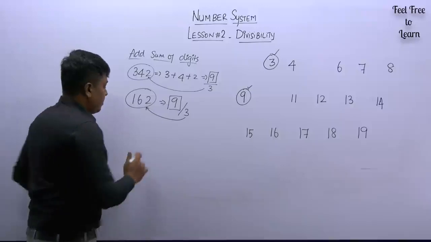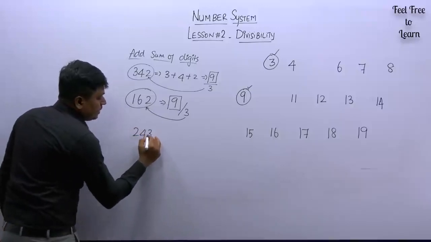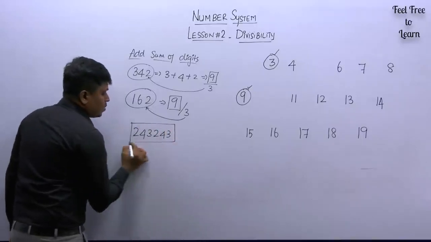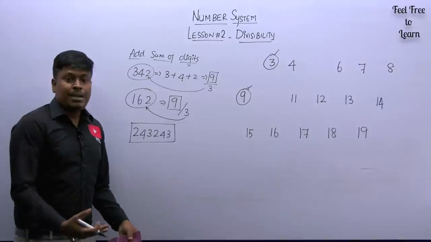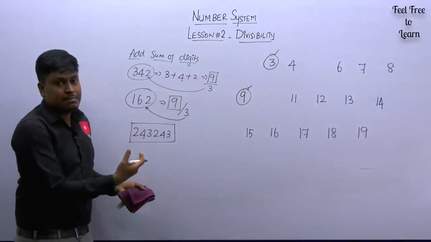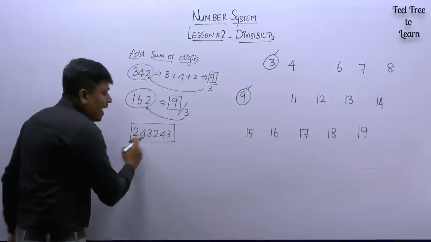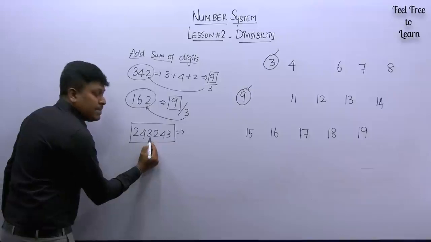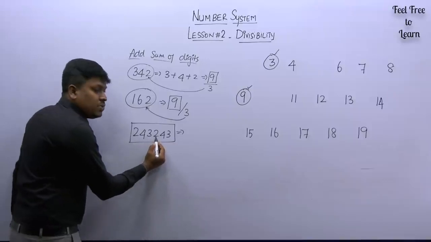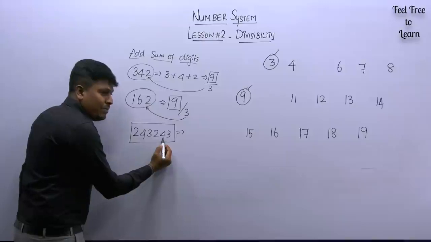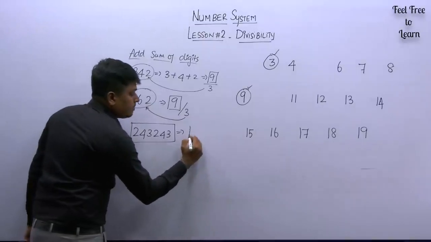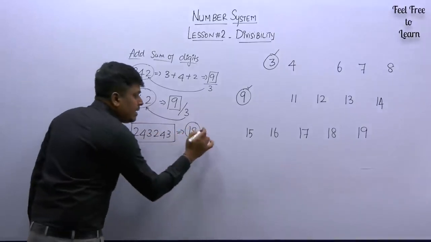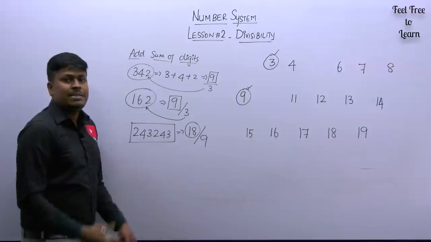Let me take any other example. We can go with 243. They have given a number, 243, and we need to check whether it is divisible by these numbers. So you need to add all the digits. 2 plus 4 is 6, 6 plus 3 is 9. After adding all the digits, we got 9. Is 9 divisible by 9 or not? Yes, it is divisible by 9.